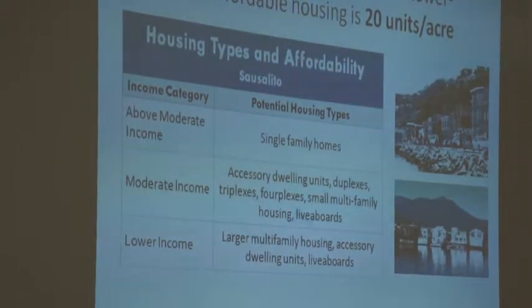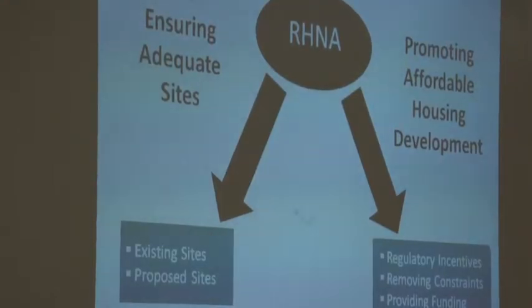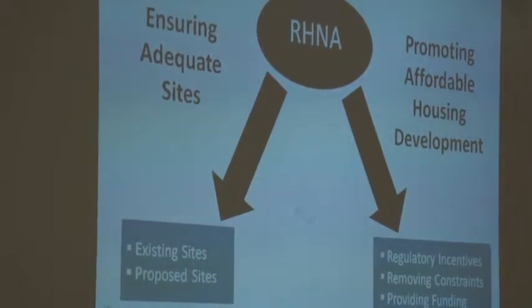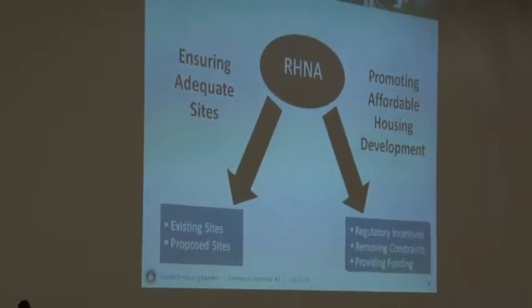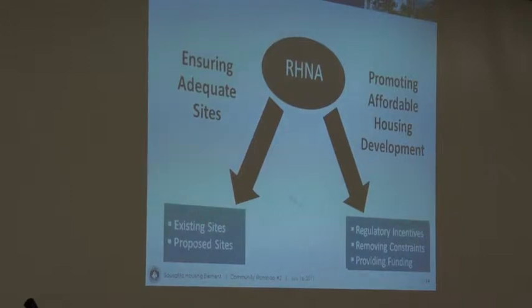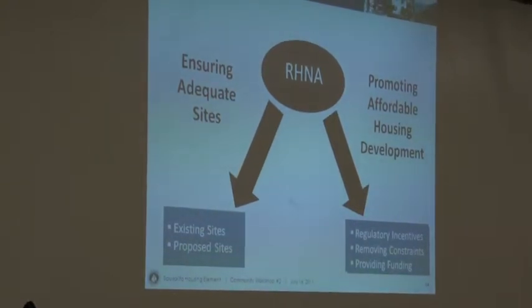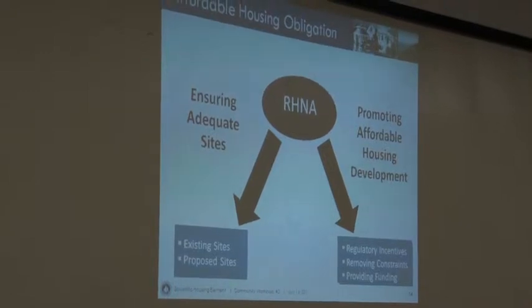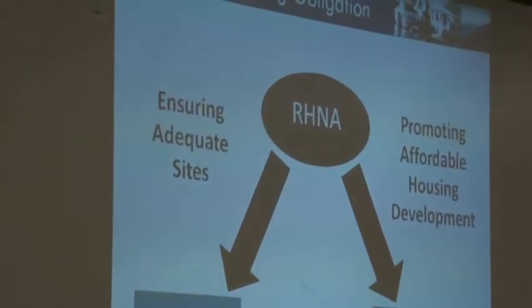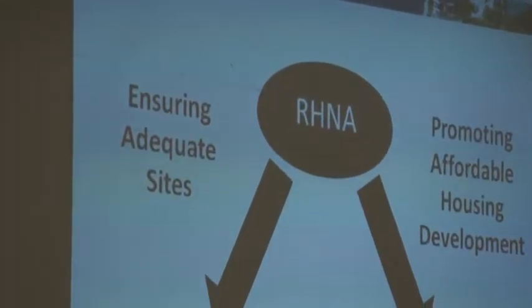Now, in terms of this regional housing needs allocation, it basically informs your housing element programs and policies in two ways. First, ensuring adequate sites. So again, this has to do with setting the table. Can a person come in, if they have unlimited resources, and build housing at these densities, and can they build affordable housing?